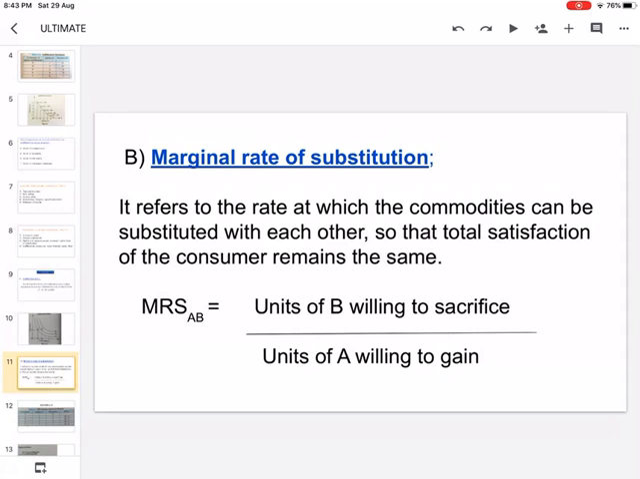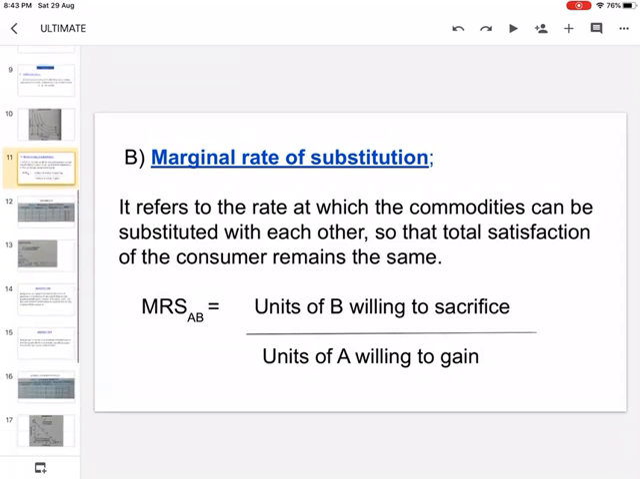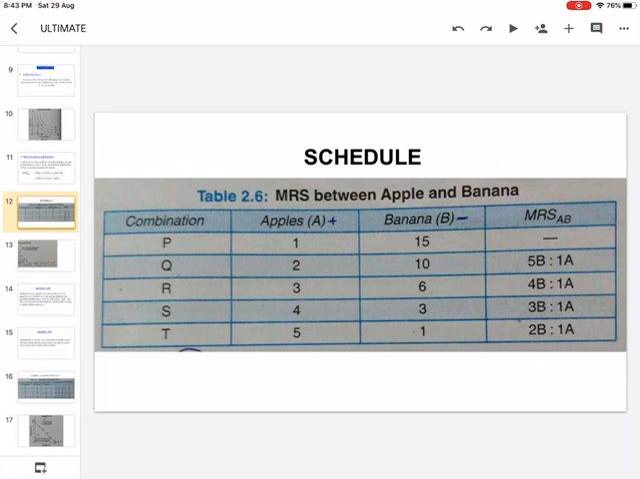It refers to the rate at which the commodities can be substituted with each other so that the total satisfaction of the consumer remains the same, right? That we have already said. And there's an equation for that. Just check the equation here. It is MRS AB is equal to units of B willing to sacrifice by units of A willing to gain. Now, this whole definition sounds complicated. It's very simple actually. Let us look into the example and then we will understand clearly what it is.